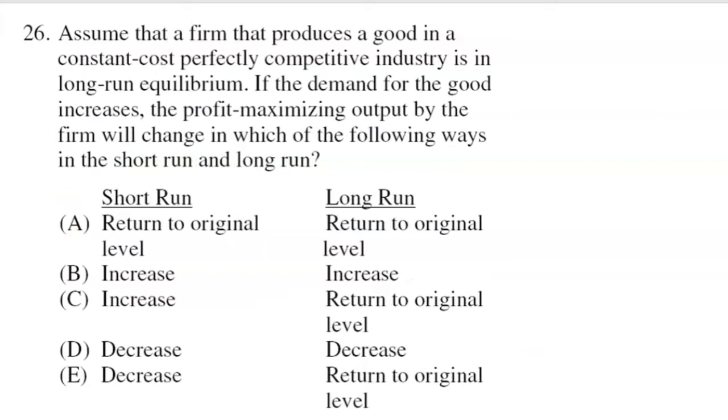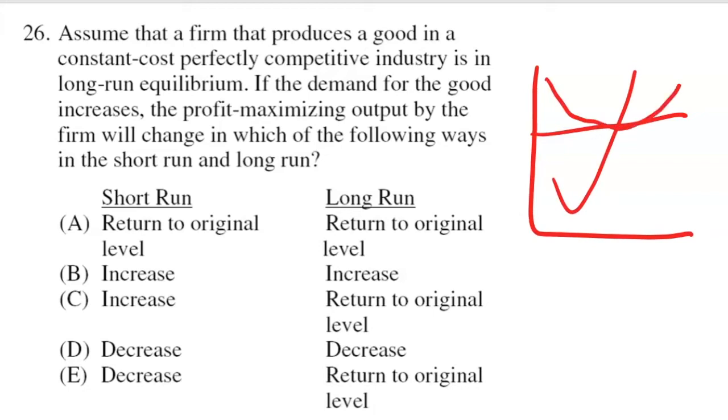26. Assume that a firm that produces a good in a constant cost, perfectly competitive industry is in long run equilibrium, right? So yet again, we are here. And remember, when you're actually drawing it on an FRQ, please make sure to label your curves here. If the demand for the good increases, the profit maximizing output by the firm will change in which of the following ways in the short run and long run.